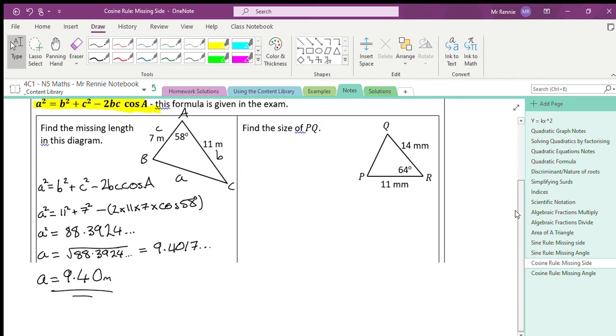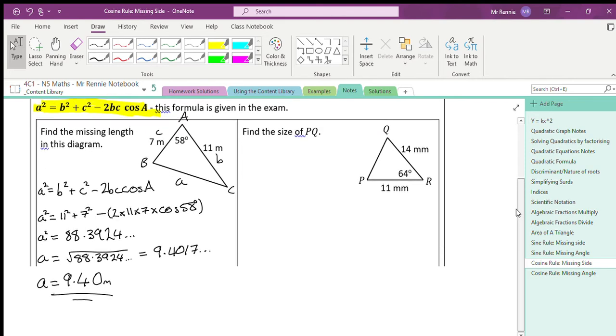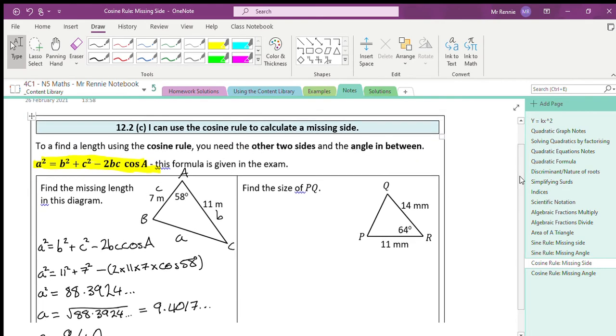Okay, so once you label your triangle, it's a case of writing the formula, substituting into your formula, being careful with your calculator, making sure you get the values I get there, taking the square root because it was a squared in my formula, and then rounding your final answer to 2 decimal places. Okay, we'll look at a second example before you begin your lesson today.